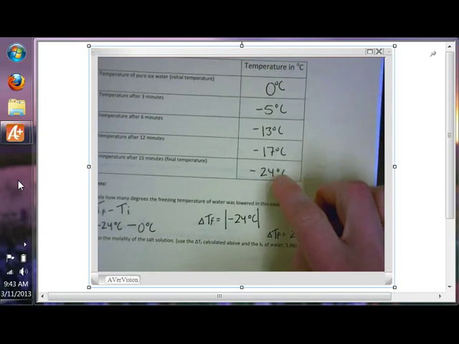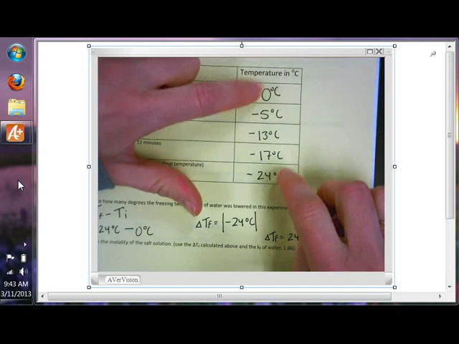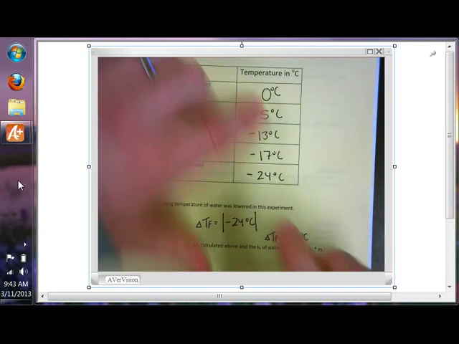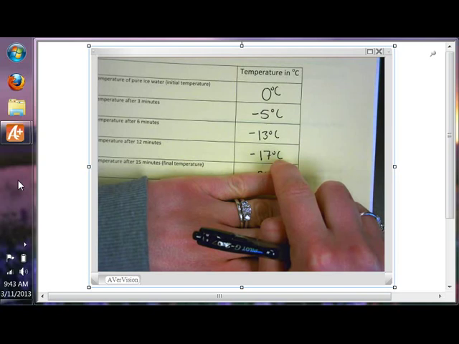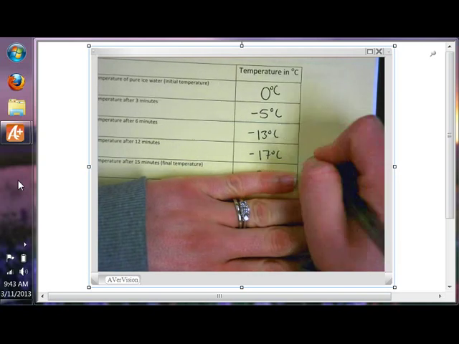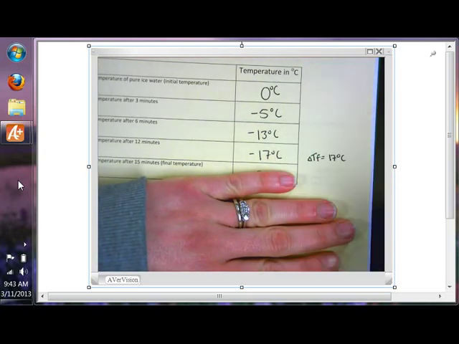So basically you take your final and your initial, which should be 0, and you just figure out what the difference is. It should just be the positive version of your final temperature. If negative 17 degrees Celsius was your final temperature, then your delta TF would have been 17 degrees Celsius. That would be the change.